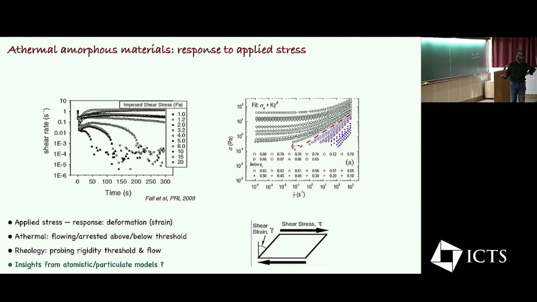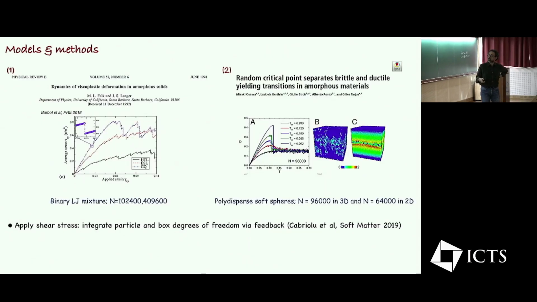So rheology, in this kind of study, probes the rigidity threshold and also studies the steady flow and so on. And we would like to get some insights from atomistic or particulate models. So we'll look at two different models. One model is a binary Lennard-Jones mixture, which is quite well studied in the context of glassy systems.